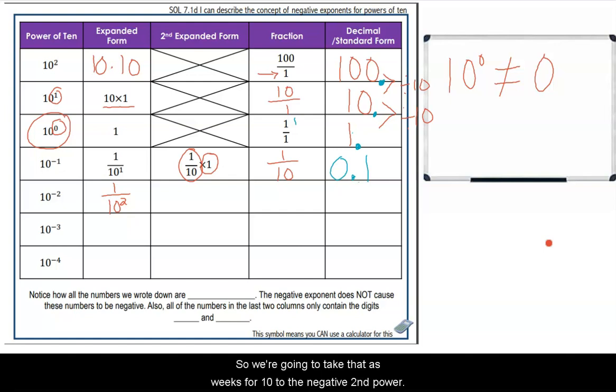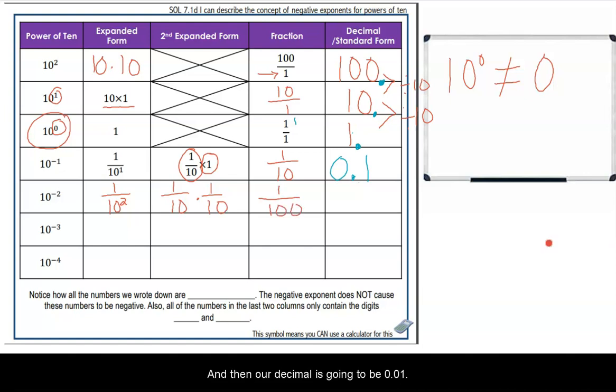So we're going to take that as we explore 10 to the negative second power. The expanded form would simply be 1/10 times 1/10, which our fraction for this is going to be 1 over 100, and then our decimal is going to be 0.01. And you notice that our decimal point from the one before moved over one more place to the left, because each time our exponents get smaller, we're going to divide by 10.